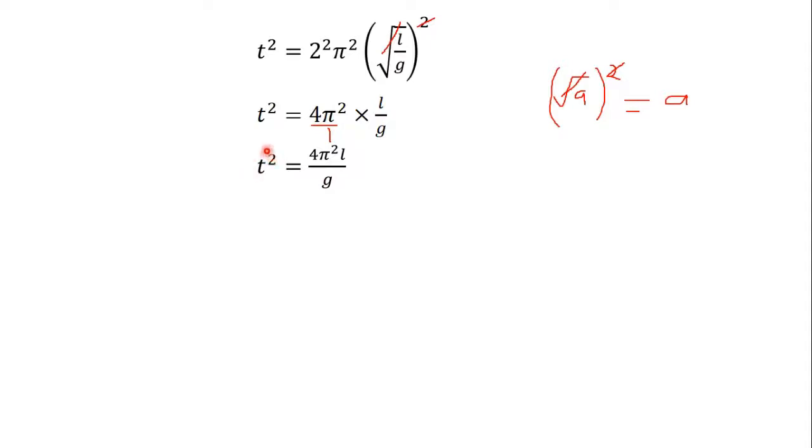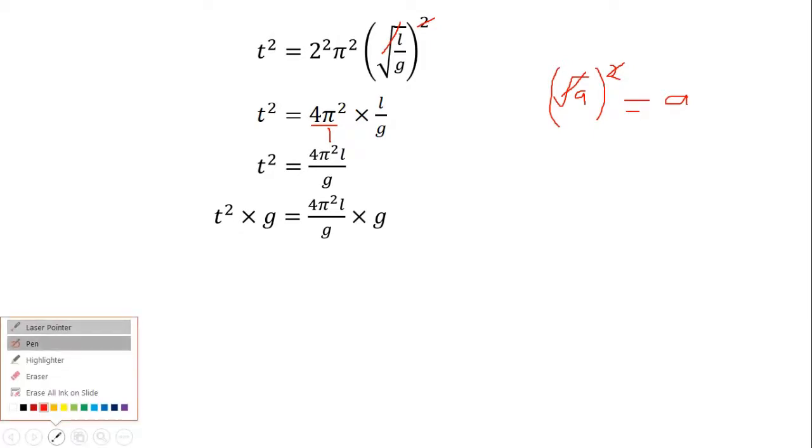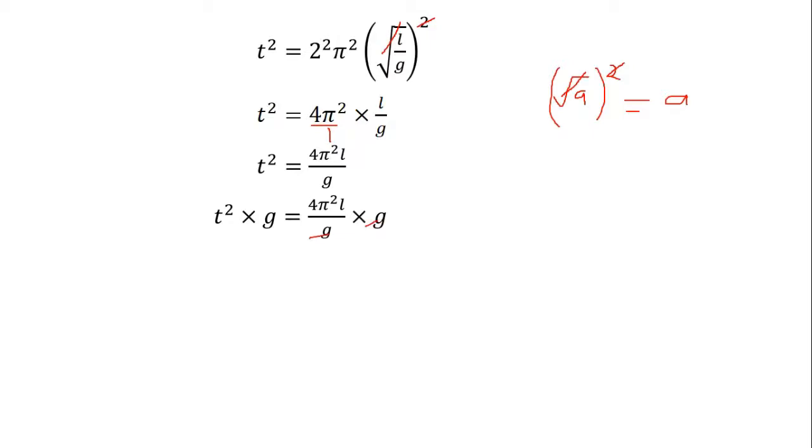So we multiply the term, which is T squared, by the LCM, which is G. Then we multiply this term here, 4 pi squared L over G, by the LCM, which is G, in order to clear the fractions. So T squared times G is equal to 4 pi squared L over G times G. Now you can see that G cancels G, so the fraction is gone. T squared times G will give us T squared G. Now we have 4 pi squared L because the G and G have cancelled each other out.